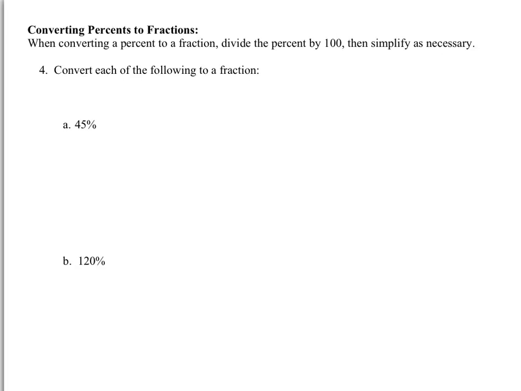Next, if we want to convert percents to fractions, we're going to divide by 100. So we're going to do 45% divided by 100. Well, how do I do that? Well, it's 45 over 100, right? Because you're dividing by 100. And then, of course, you're going to simplify. 5 goes into 45 9 times. 5 goes into 100 20 times. And I'm done. How about 120%? Well, it's 120 divided by 100.